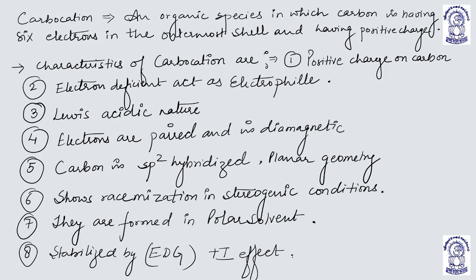Okay, understood? So these are the characteristics of carbocations, that it is having a positive charge. It is an electrophile, electron deficient, which is a Lewis acid. Electrons are paired and it is diamagnetic. It is sp2 hybridized, planar geometry, means very likely to show racemization in stereogenic conditions. It is usually formed in polar solvent, okay, and it is stabilized by electron donating effect, that is plus I effect, plus positive inductive effect, right?